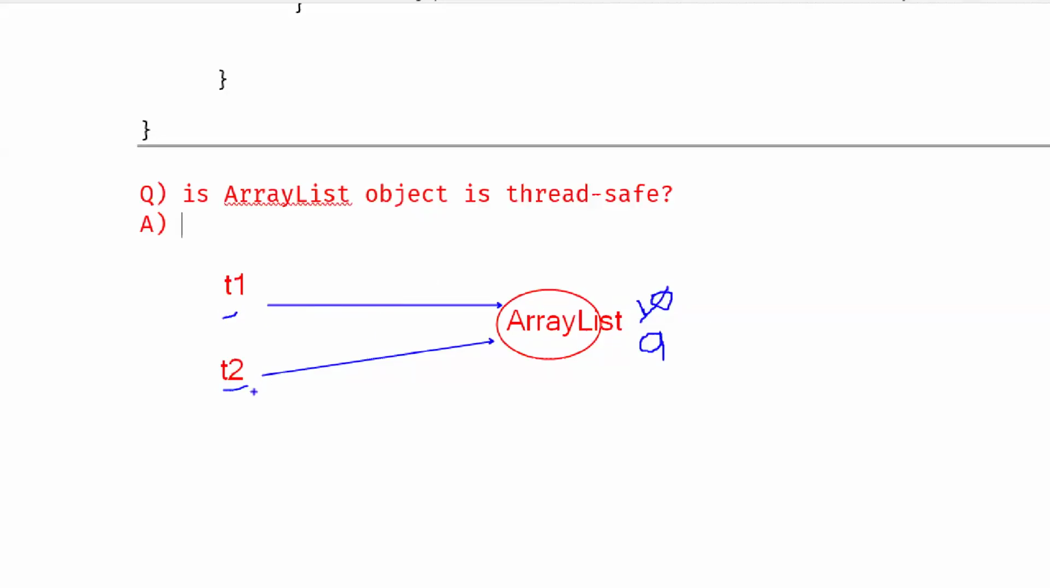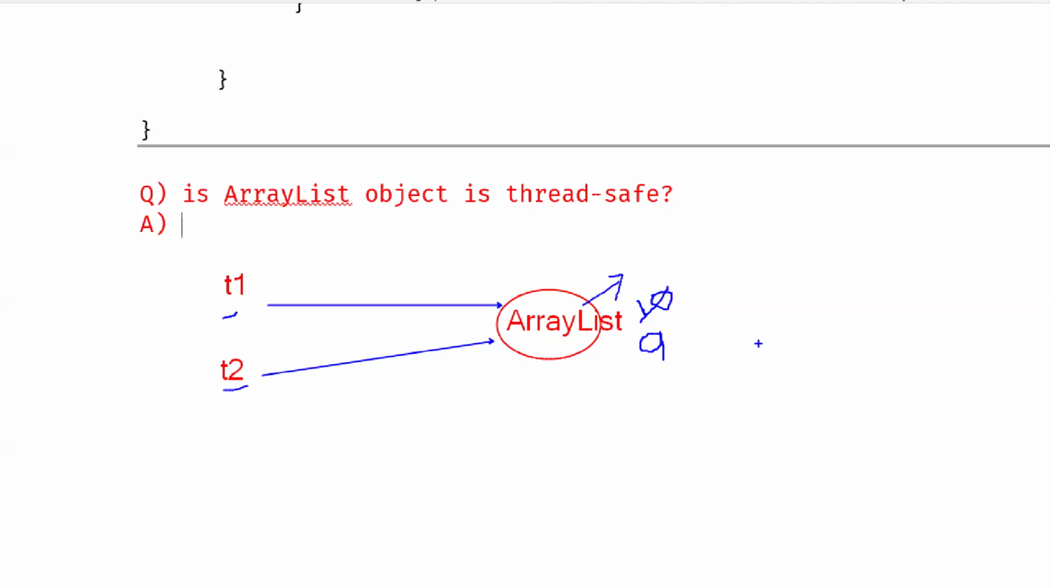But who is it even affected for? T2. That's why we call this ArrayList object not a thread safe object. Am I clear with this? Tell me, is ArrayList object thread safe or not?